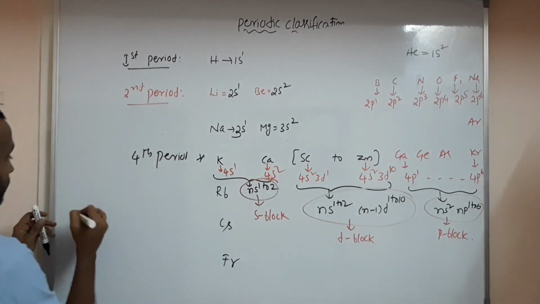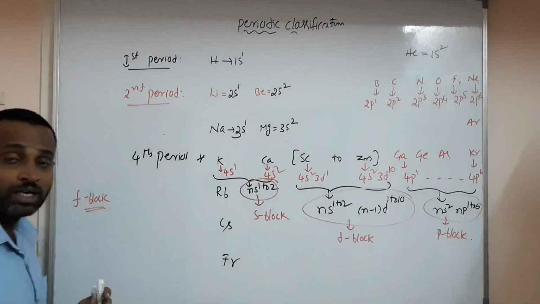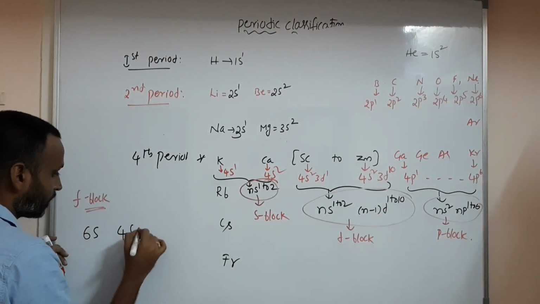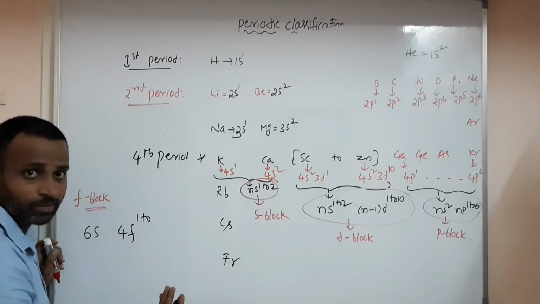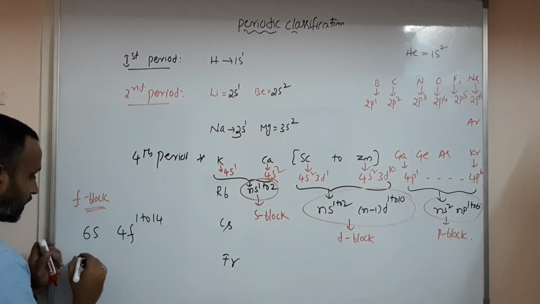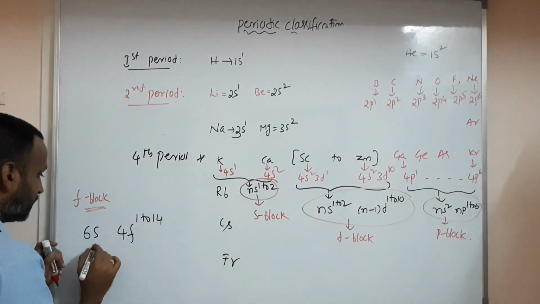Like that you will have the F block also. F block is coming from what? Actually 4f. After 6s comes 4f. F can have how many elements? 14, 1 to 14 like this. So what you can write after 6s, one element will come in the middle.